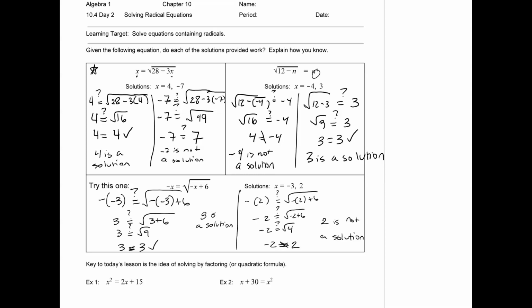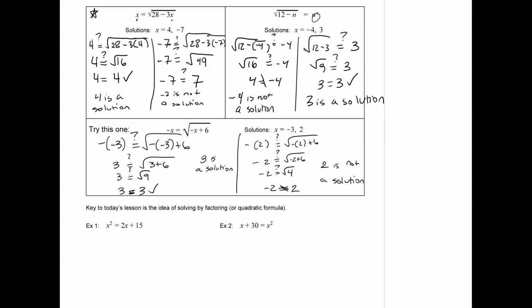All right, so taking a look at my work, and hopefully it matches yours, we see that -3 is a solution. 2 is not. So don't just assume because it's negative that it won't work. Please just check your answers, see if it works.